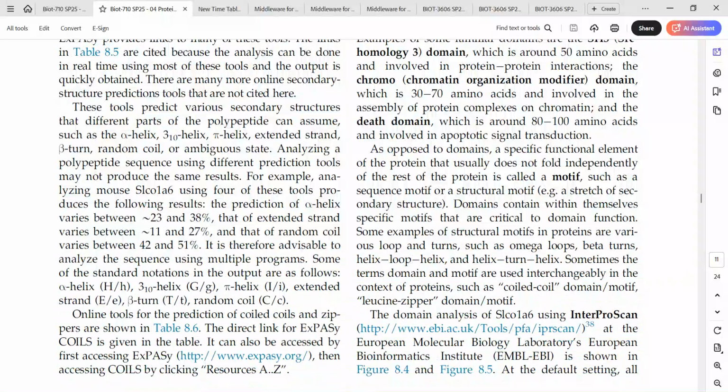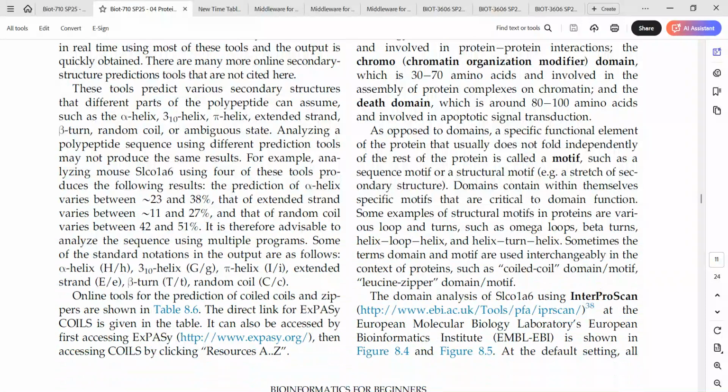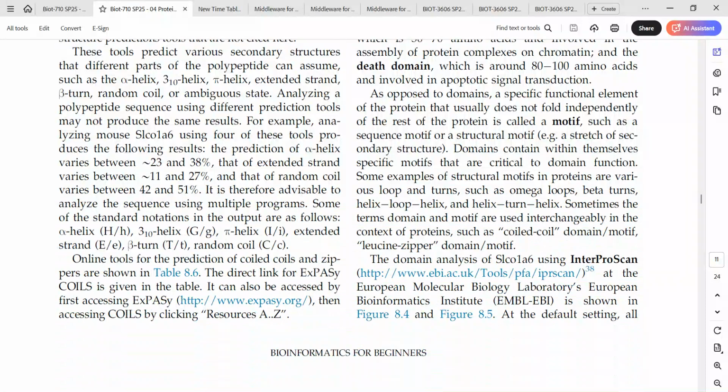Then we have the motif. A motif does not fold independently of the rest of the protein, and it can be a sequence motif or structural motif. It is a smaller patch of amino acids within the domain, which is actually the functional part of that domain.